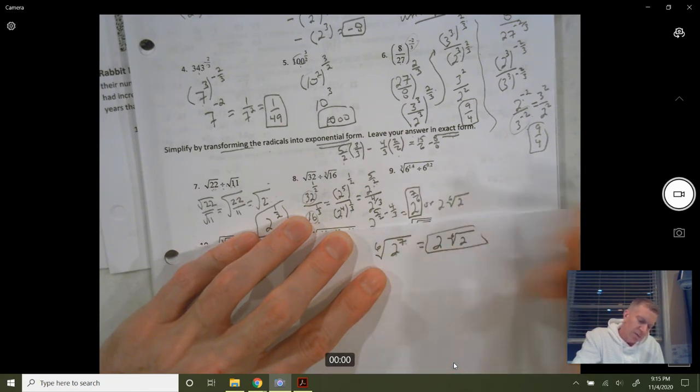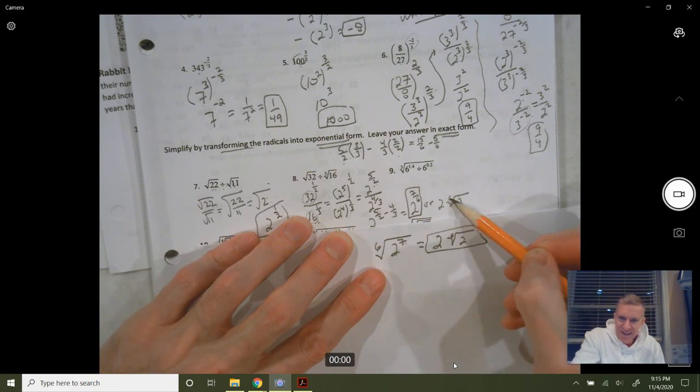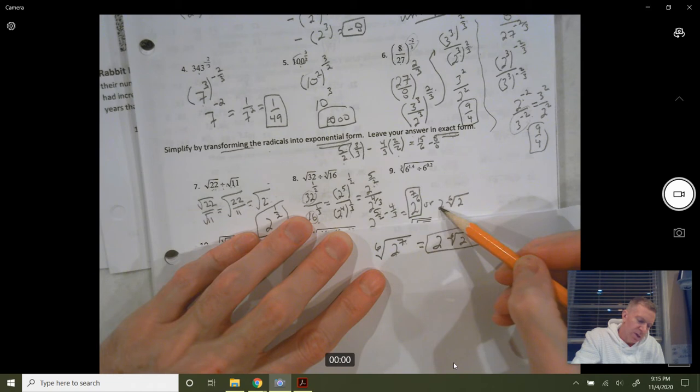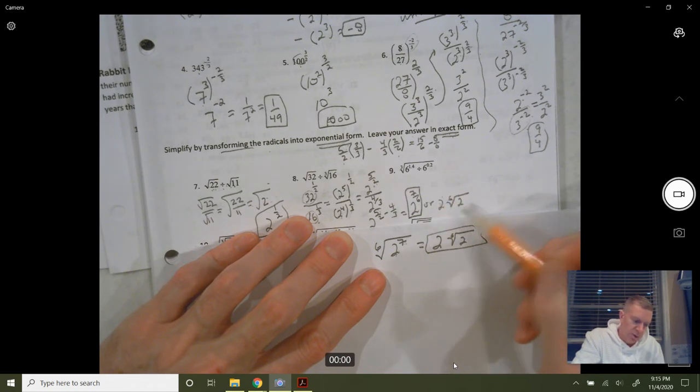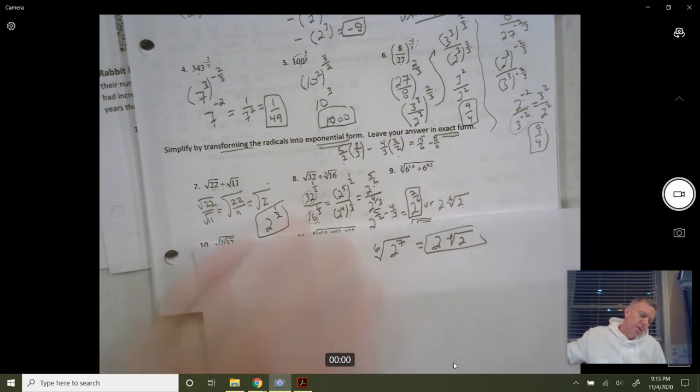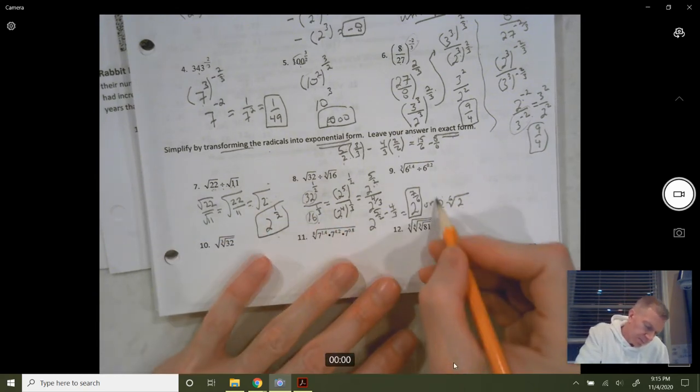And again, be careful where you place that 6, because sometimes if you place it in the wrong place, it looks like it's an exponent on this 2 out here. 2 to the 6th times the square root of 2 is very different from 2 times the 6th root of 2. Okay, let's go to the next one.